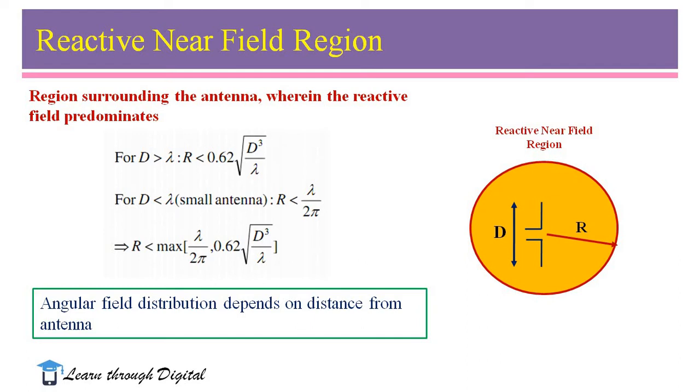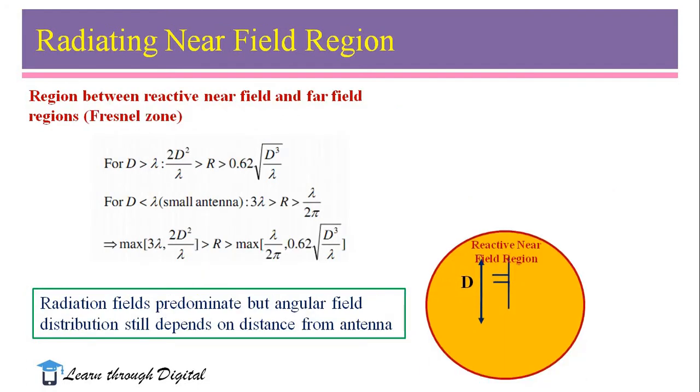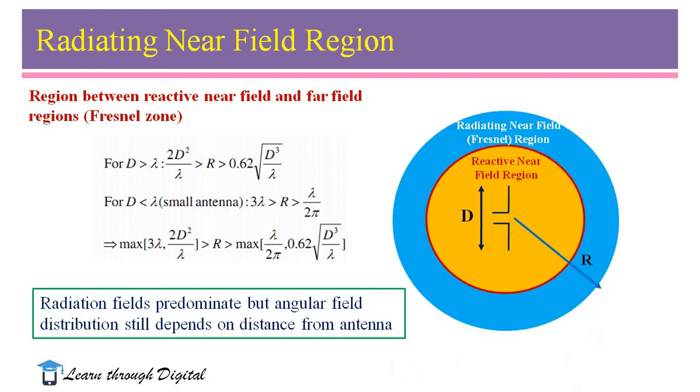Next, we are going to talk about the radiating near field region. The radiating near field region is the region between the reactive near field region and the far field region, wherein radiating field components exist, but the angular field distribution still depends on distance from the antenna. But there is a phase difference between the magnetic and electric field components.